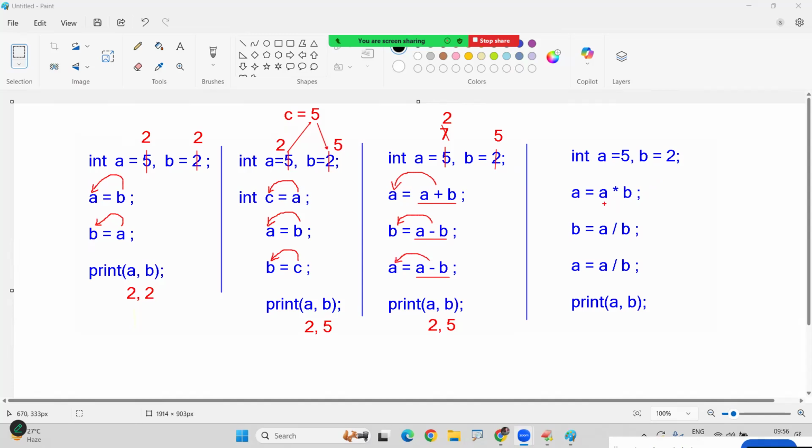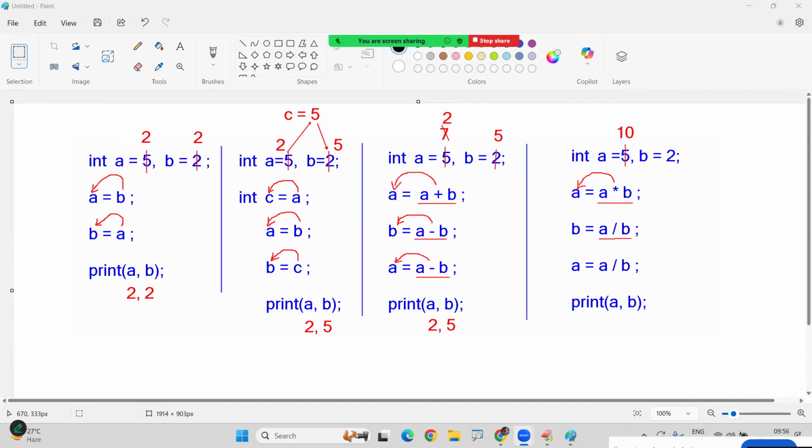Now look at this again. A into B. A value 5, B value 2. 5 into 2, 10. 10 will store into A.